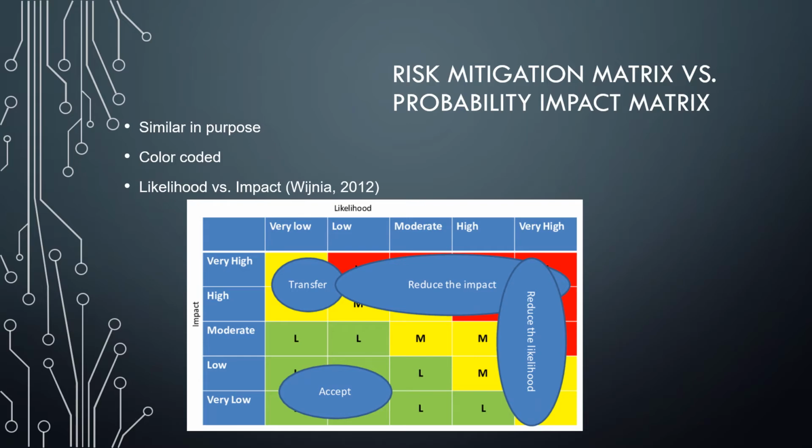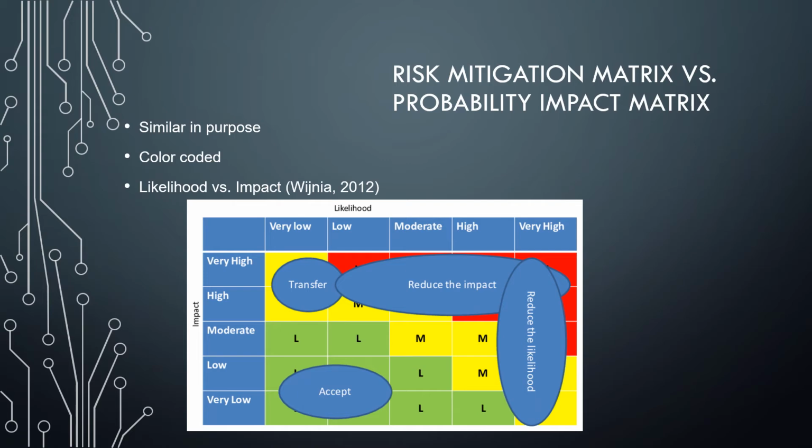The risk mitigation matrix and probability impact matrix are very similar in purpose. They are a color-coded matrix that displays both impact as well as likelihood of risks that can affect the project. The risks that have a high likelihood and high impact are in the top right of the matrix, while risks that have the least amount of likelihood and impact are in the bottom left. And this could be opposite, but in the example that I've provided, that's the positioning.